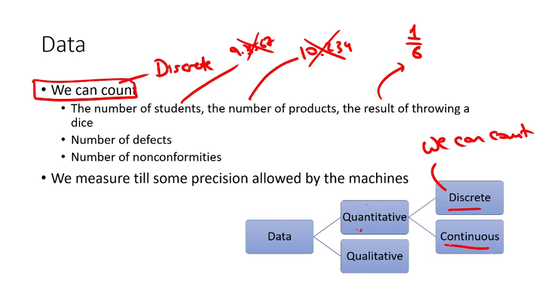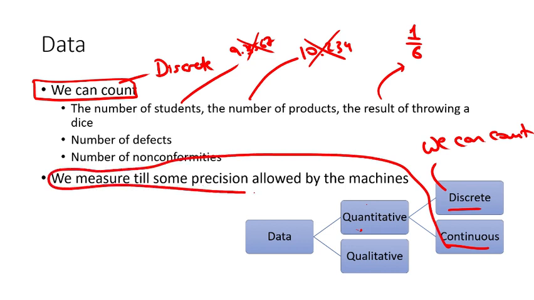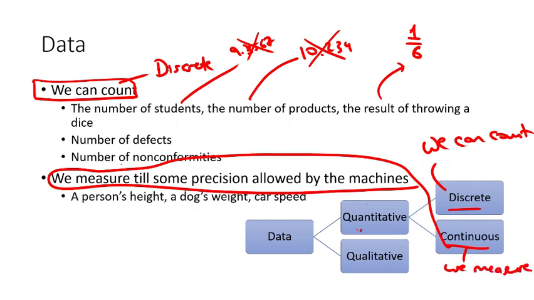So the continuous data is this one. We measure. Okay, we measure. It is continuous because if I ask what is the height of a person, you can say 1.80 meters. But it is not exactly 1.80, because it can be 1.8057. It depends, yes, on the precision of the device.